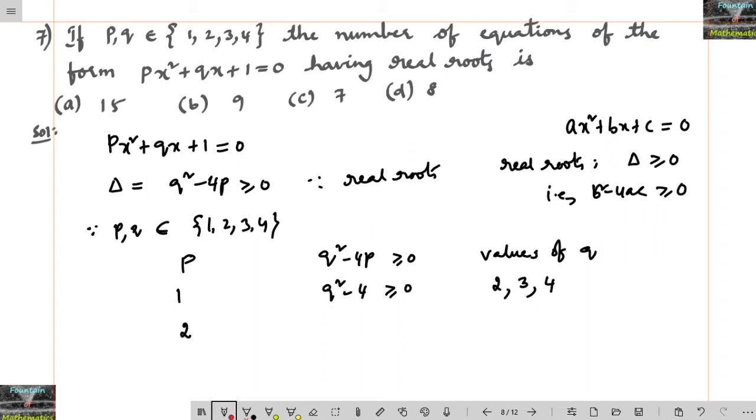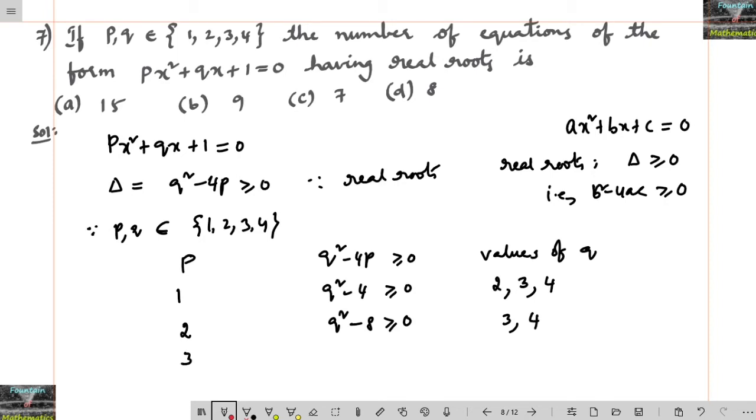If p is equal to 2, we will have q square minus 4 into 2, that is 8, greater than or equal to 0. If I take q equal to 2, 4 minus 8 is minus 4, which is not possible. For 3, 9 minus 8 is 1, positive, so 3 is possible. And for 4, 16 minus 8 is 8, which is also possible.